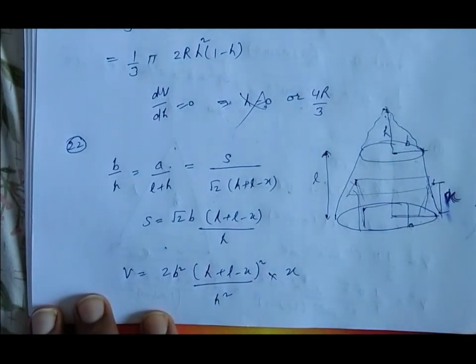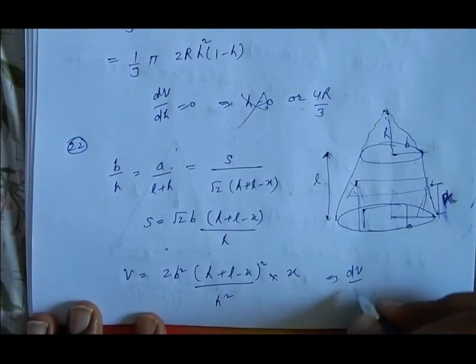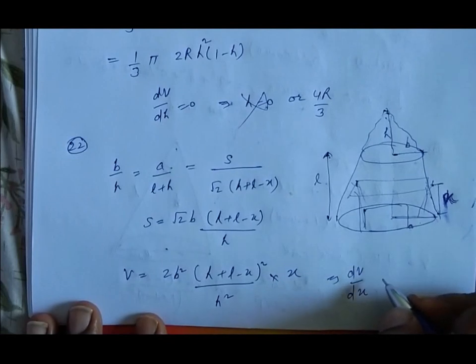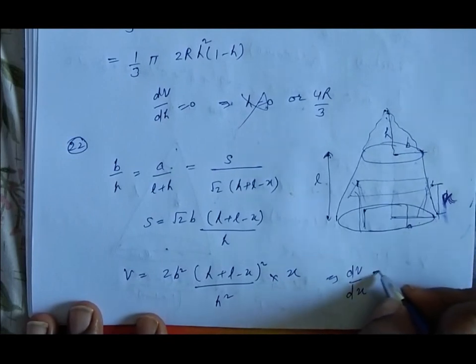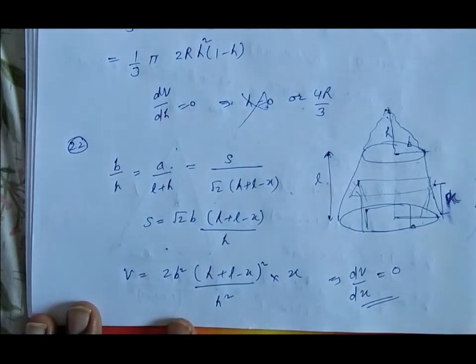Now what we need to do is set dV by dx equal to 0 and calculate x. Okay, moving on to the next question, question number 23.